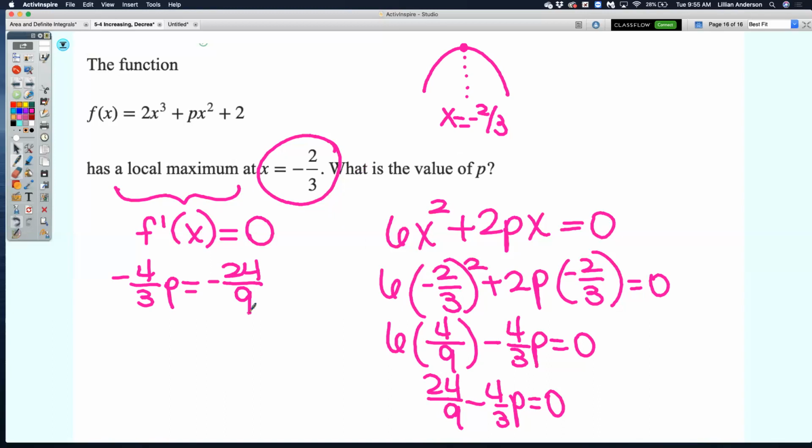Multiply by the reciprocal. So multiply by positive 3/4. Not positive 3/4. Do negative 3/4 because you're trying to get rid of that negative 4/3. So if you multiply by just the reciprocal, not the opposite reciprocal, everything cancels out. Okay. So then p would equal what number? What's negative 24/9 times negative 3/4?